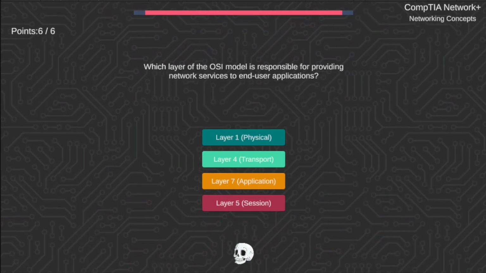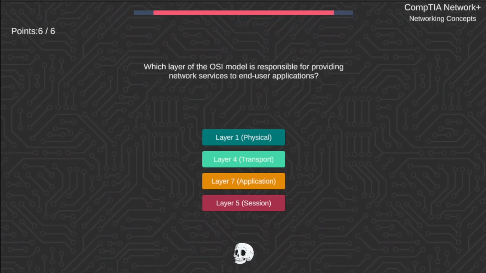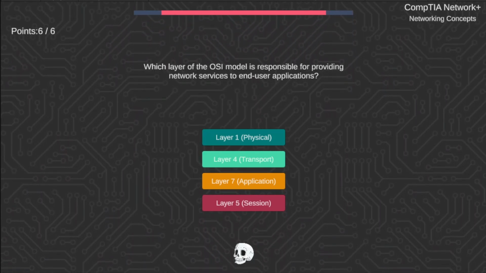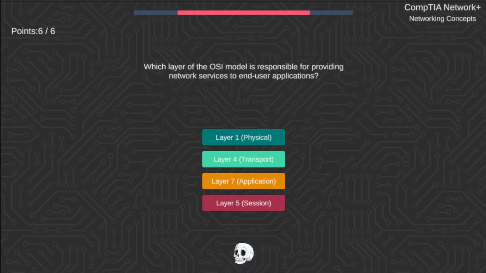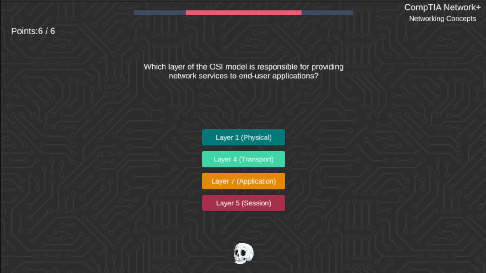Which layer of the OSI model is responsible for providing network services to end-user applications? Layer 1 physical, Layer 4 transport, Layer 7 application, or Layer 5 session?